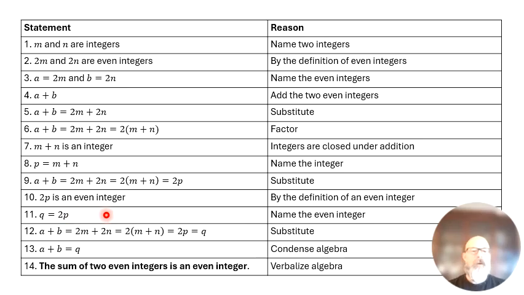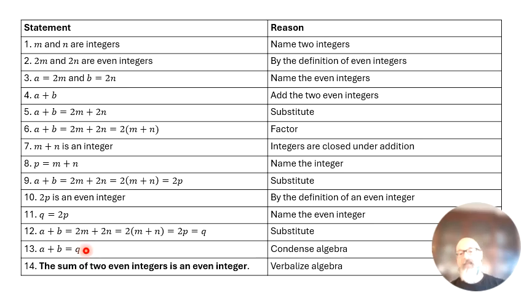Anyway, now what are we going to do? Repeat the algebra. How many times have we done algebra? We started with the expression in 4. Then in 5, we did some substitution. In 6, we added some factoring in. In 9, we did some substitution. And here in 12, we do some more substitution. All right. Line 13, all we're doing is condensing the algebra.